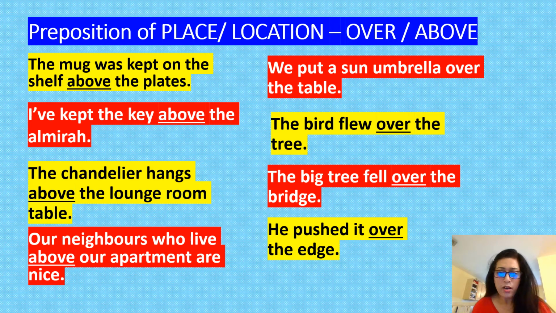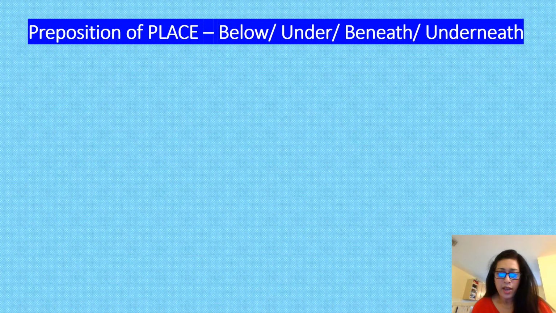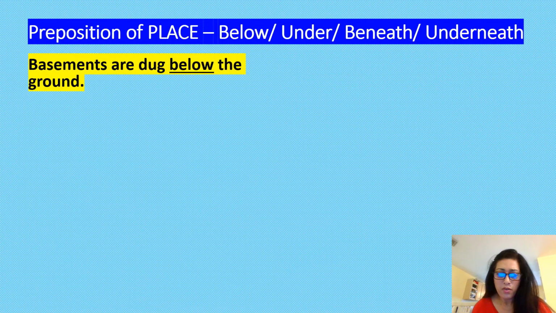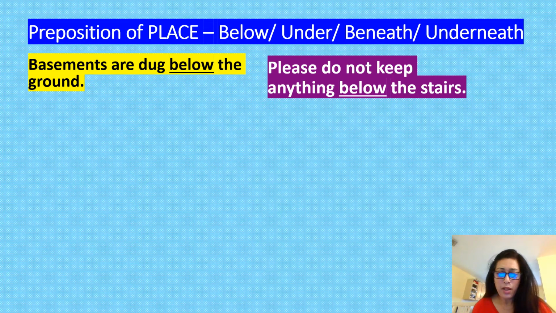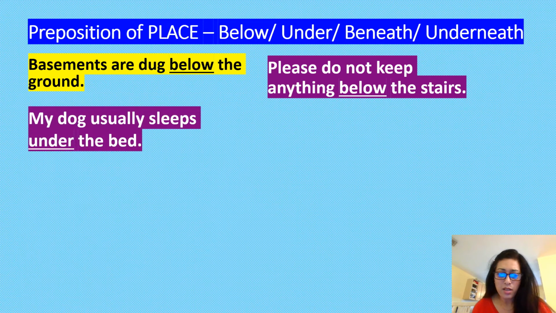So if you see here where all we have used above, there is no movement. However, where we have used over, there is some movement. So this is the difference between over and above. Now the next one is below, under, beneath, underneath. Now there is definitely a very slight difference between all these. So to refer to an object lower than a point, we use the preposition below, beneath, under, and underneath.